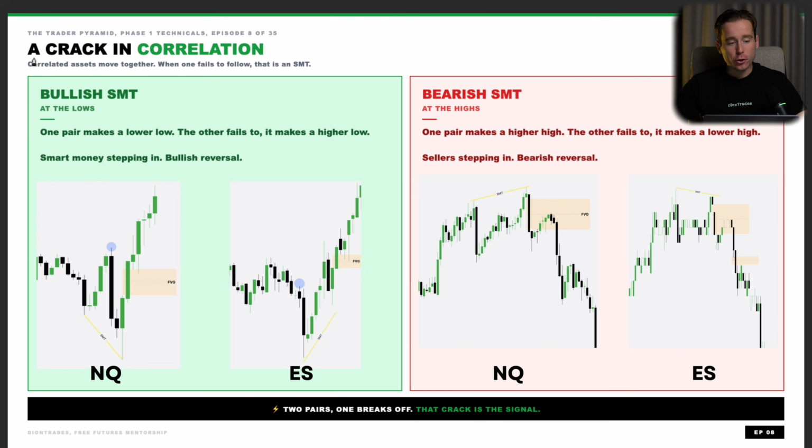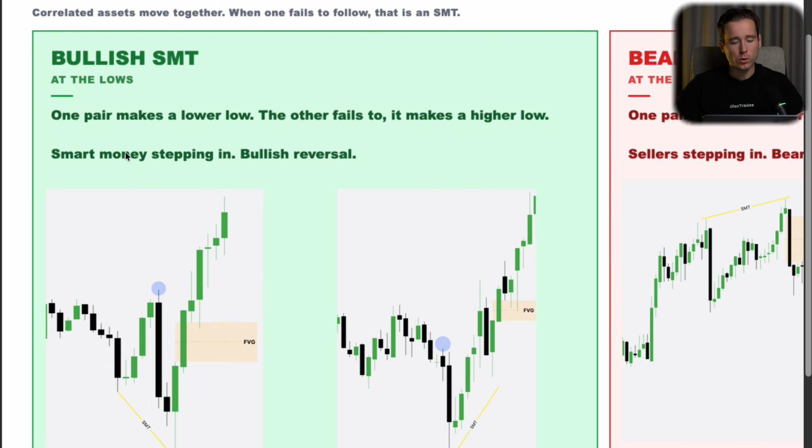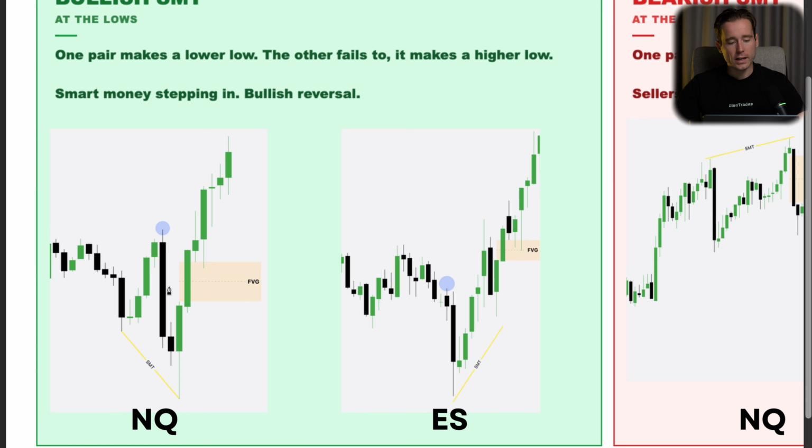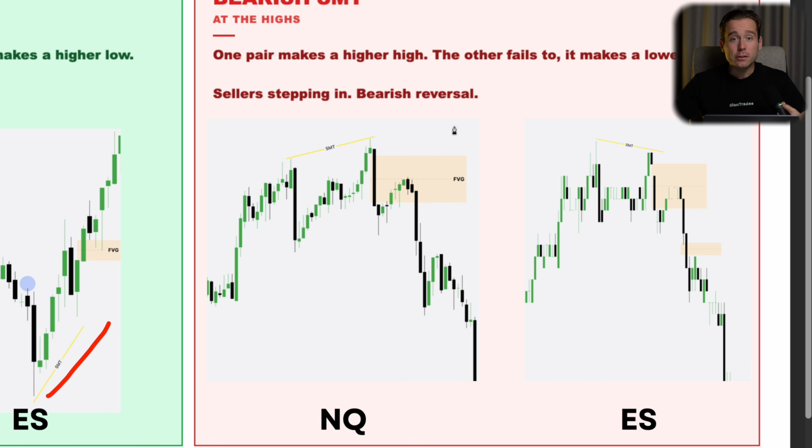An SMT is a crack in correlation. Correlated assets need to move together, and when one fails to follow, that is where the SMT comes in. So if we zoom in on a bullish SMT at the lows, one makes a lower low and the other does not make a lower low. It makes a higher low. If it happens at a key level, a higher time frame fair value gap, or an old higher low, that is where a reversal can start. Same with a bearish SMT, they need to follow each other.